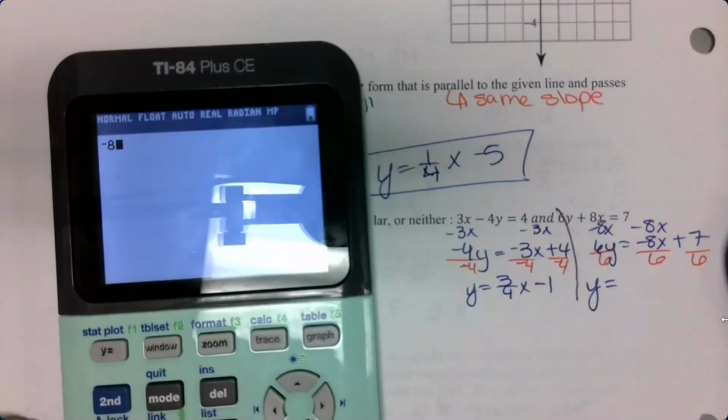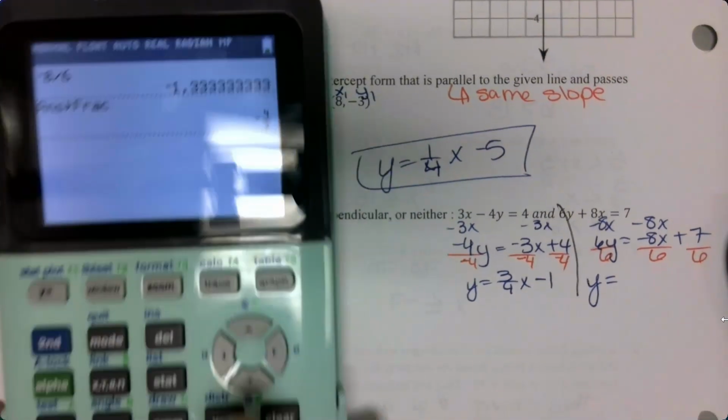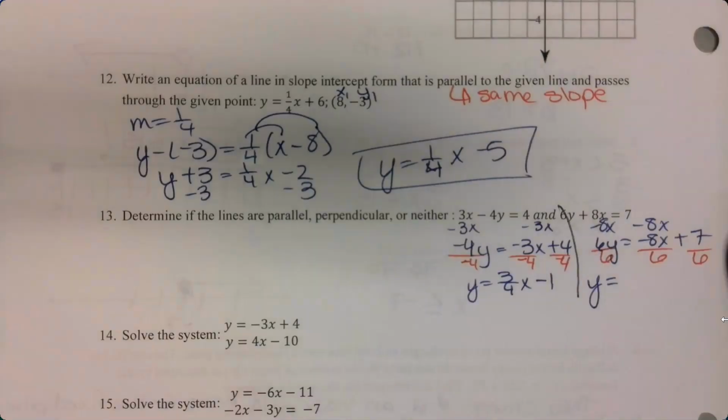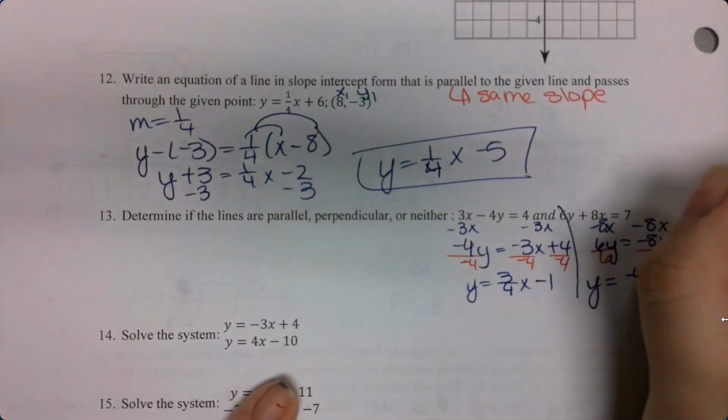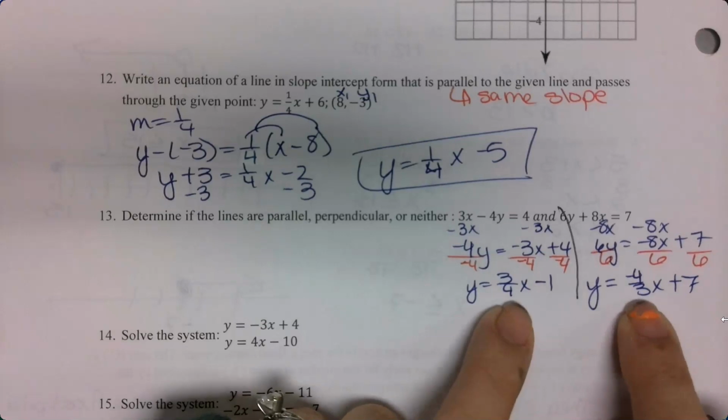That's not a nice number, so I can do negative 8 divided by 6 on my calculator. It will give me a decimal. I can press math, and then my first choice turns into a fraction. I press enter twice, and it gives me my fraction, which is negative 4/3. So I can look at these. These are not the same.